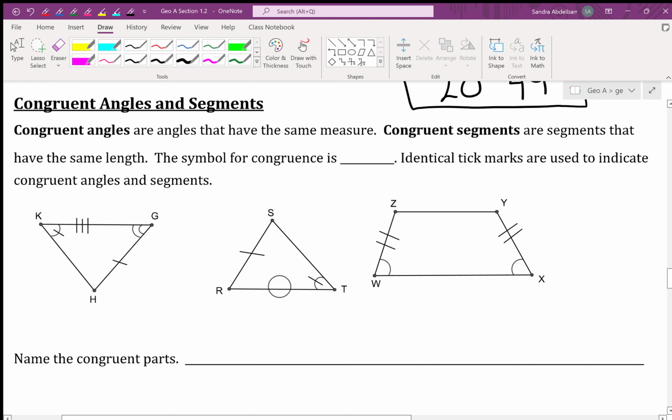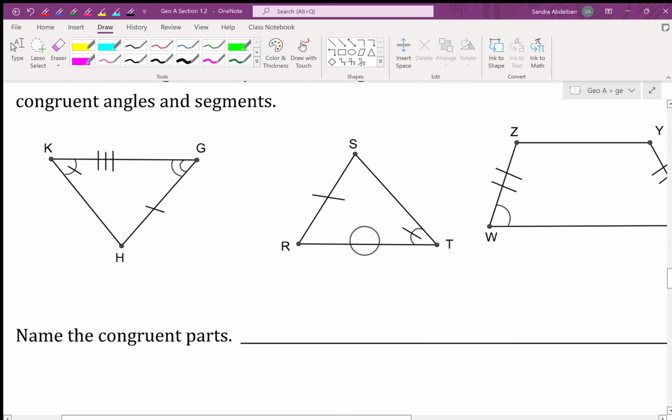So congruent angles have the same measure, and congruent segments are segments that have the same length. The symbol for congruent is, you're going to draw an equal sign with a squiggly over it, John. Equal sign with a squiggly over it. Identical tick marks are used to indicate congruent angles and segments.